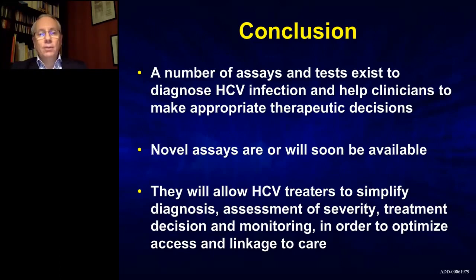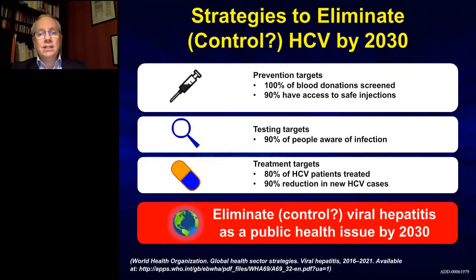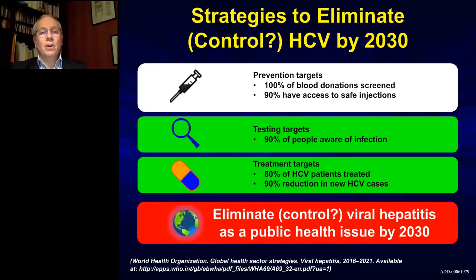And if we go back to these initial strategies to eliminate HCV by 2030, you understand well that biological tools cannot do much on the prevention targets, but they can definitely improve the testing targets. The goal to have 90% of people who are infected aware of their infection by 2030, and also improve the treatment targets, make sure that 80% of HCV patients will be treated, and that there will be a 90% reduction in new HCV cases by targeting specifically high-risk populations and removing HCV from these important reservoirs.